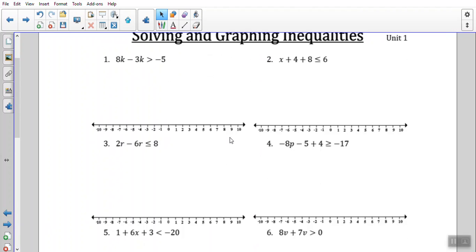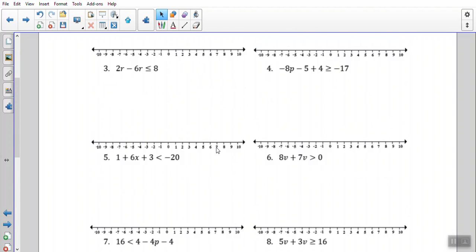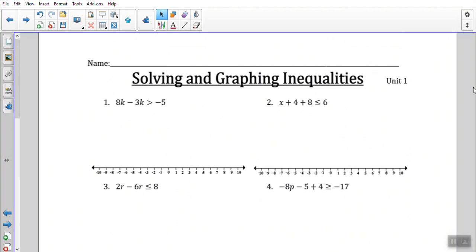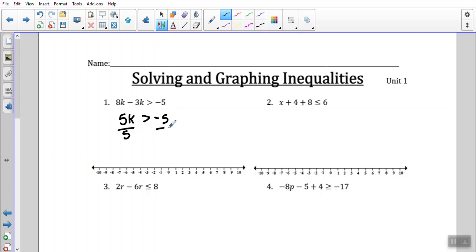So now I do want to get to these inequality problems. I'm just going to go through a few of them and see what my solutions look like. So the first one we have, I want to see if I have any distributing, nothing to distribute, combining like terms, yes, I do. So 8k minus 3k, that is 5k, is greater than negative 5. And then we're going to divide both sides by 5. K is, I don't flip the sign because I'm not dividing by a negative, negative 1. And then we're just going to go to negative 1. We're going to put a little open circle, and then we're going to shade to the right.